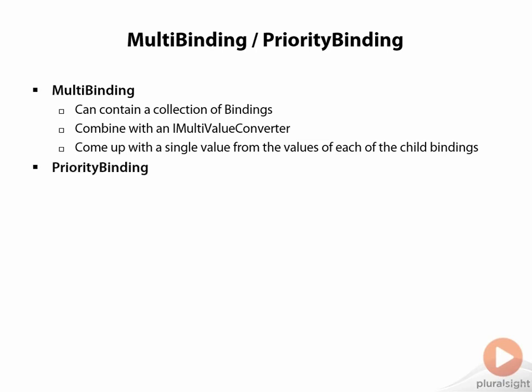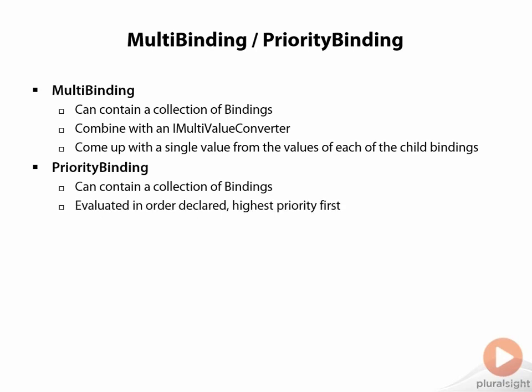The other kind of binding is called a priority binding, and it's somewhat similar in that it can contain a collection of child bindings, but what the priority binding is going to do is pick a value from one of those. And the priority is the first one declared as the highest priority one.